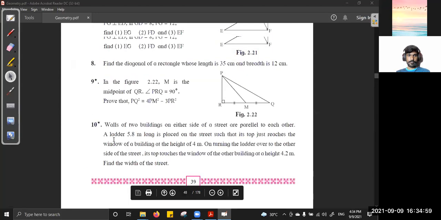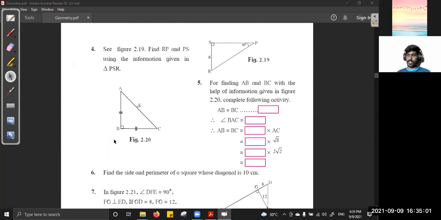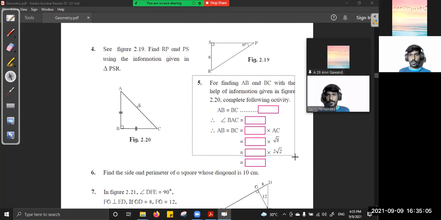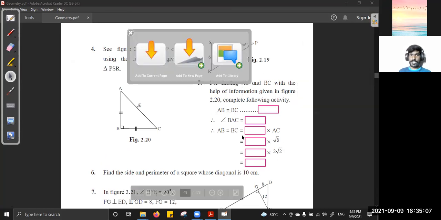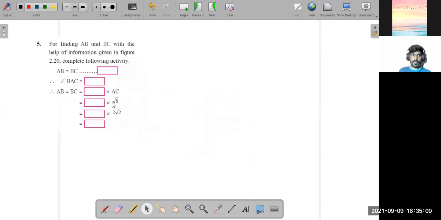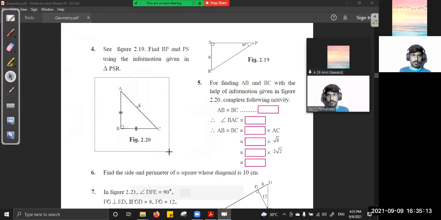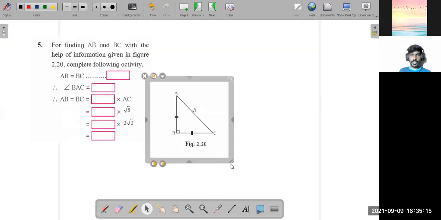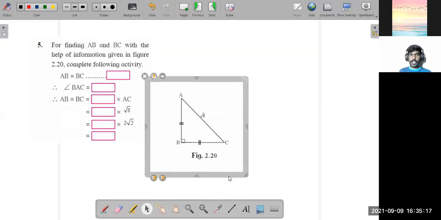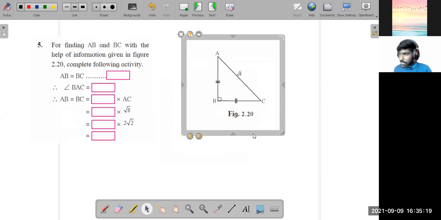Now the fifth one. This activity is based on the 45-45-90 degree theorem. So now we know the side opposite to 45. Now in this, for finding AB and BC, we will use the given information.